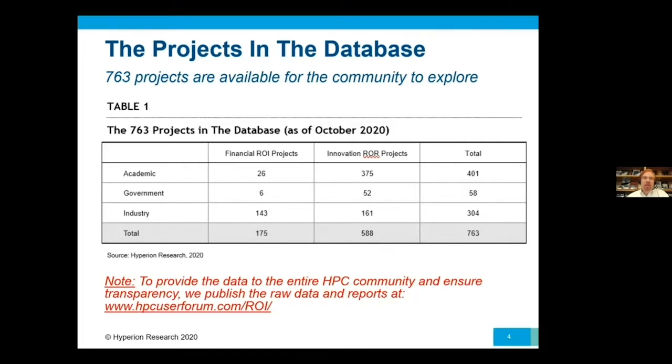So here are the updated projects. We now have 763 projects in the database itself. To ensure transparency and to make this available for the whole community, we are posting it, you can see at the bottom there, www.hpcuserforum.com/ROI. Currently we have 401 academic projects, 58 government projects, and 304 industrial projects for a total of 763.